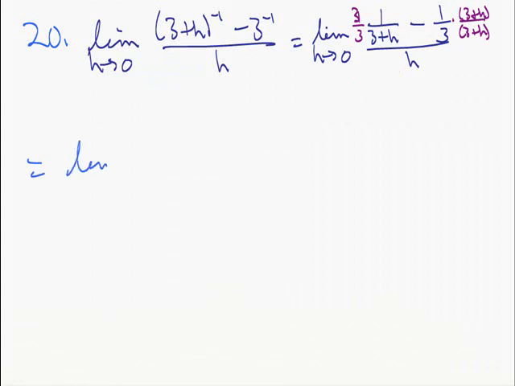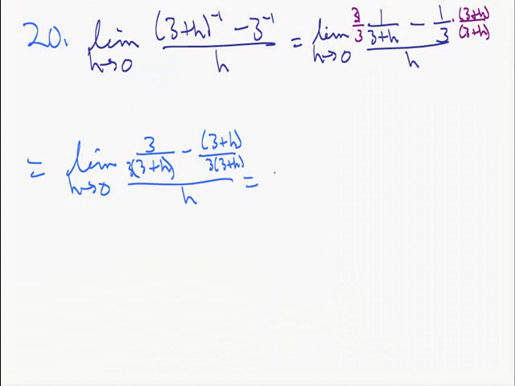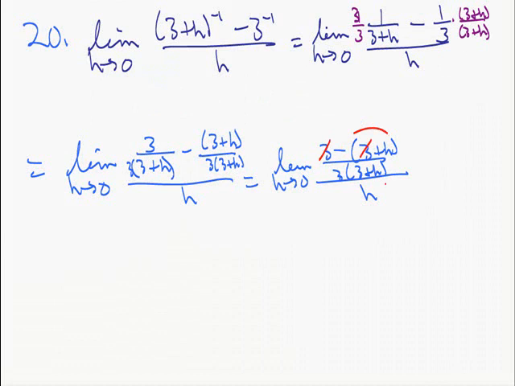Well, that's going to give us the limit as h approaches 0 of 3 over 3 plus h minus the quantity of 3 plus h over, let's see, this is going to be 3 times 3 plus h as our common denominator. All of that over h. So we have the limit as h approaches 0 of, combining those two fractions now that they have a common denominator, 3 minus the quantity of 3 plus h, all divided by 3 times the quantity of 3 plus h. All of that then divided by h. Well, distributing that negative through there, you can see that we're going to have a 3 and a negative 3 cancel, and that negative is going to distribute to the h.